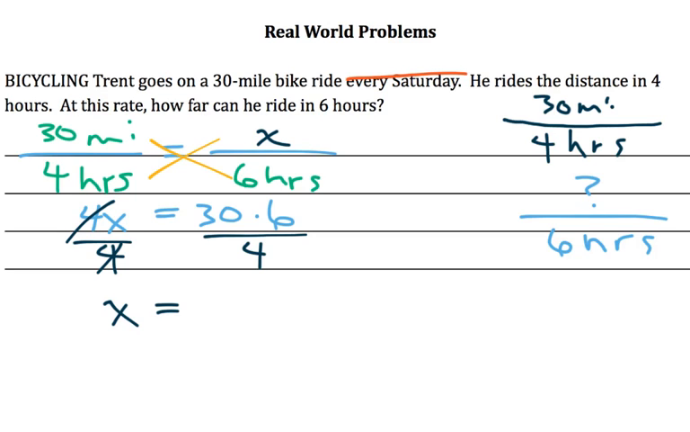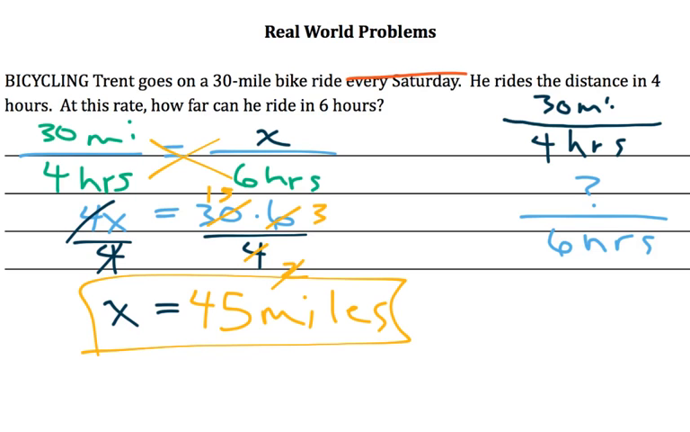This one actually does cancel out nicely, so I'm going to say, well, both of these are divisible by 2, leaving me with 3 and 2. And then I can take half of 30 to get 15, and 15 times 3 does give me 45. And since this is a word problem, how far can he ride in 6 hours, we're going to have to include our units at the very end of 45 miles.